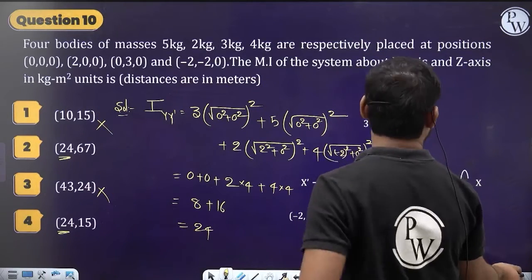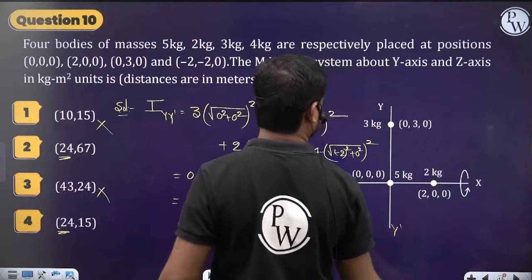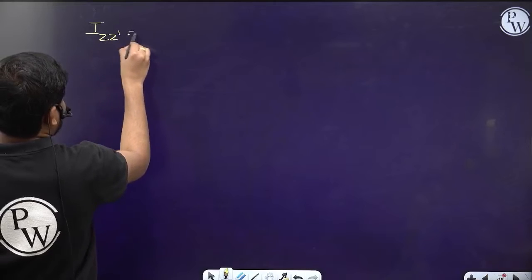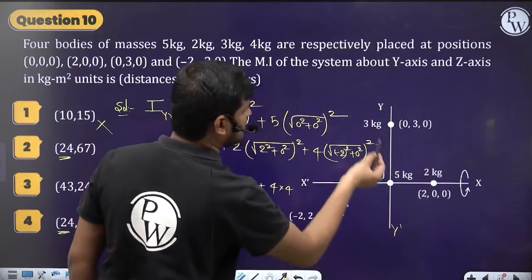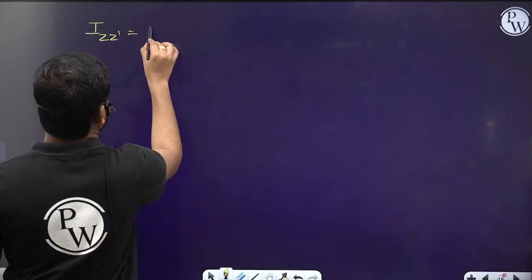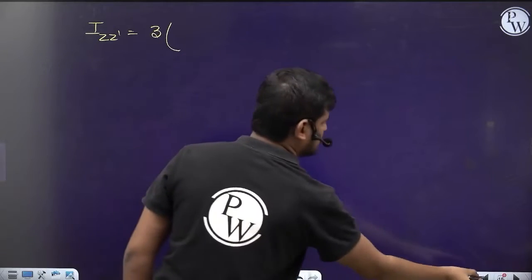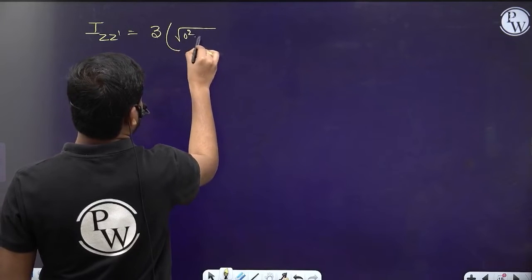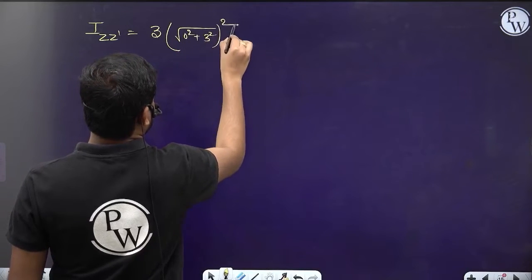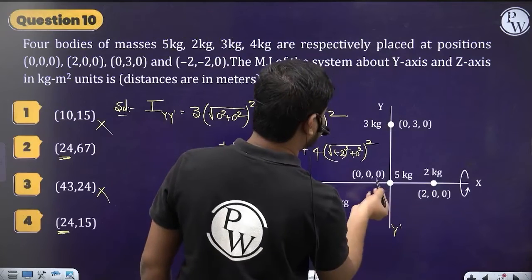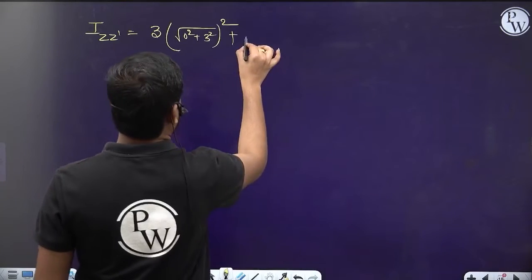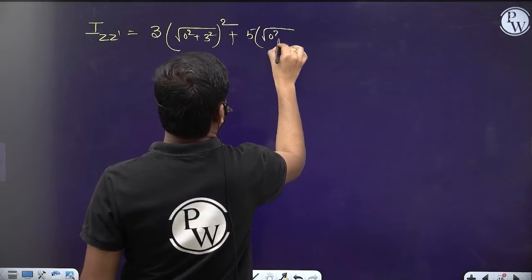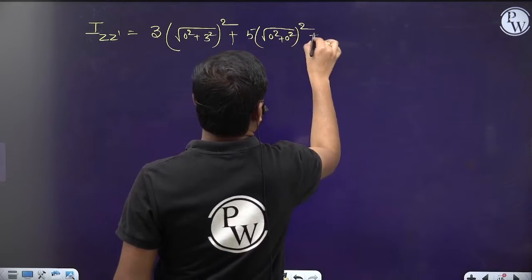So now let's calculate for the z axis. We need about the z axis, sorry, so z dash. First, what's the first block? 3. So 3 into square root of x square plus y square, 0 square plus 3 square, whole square. Plus next the 5 kg, so for 5 kg it's 0 square plus 0 square, whole square.